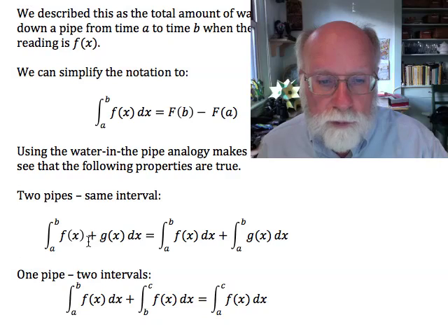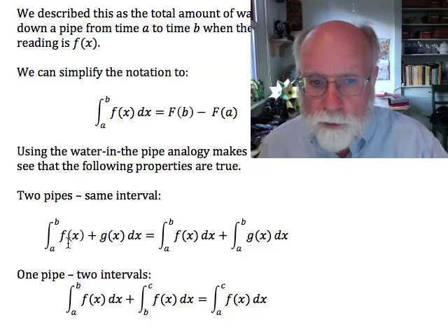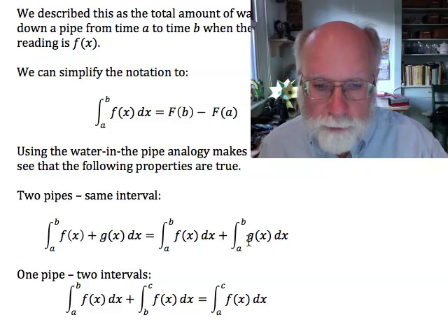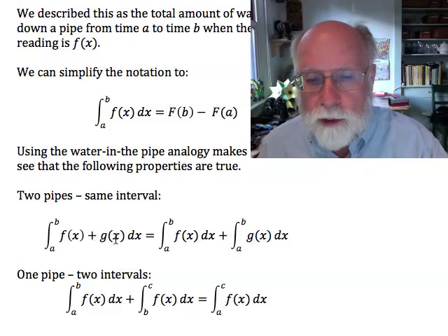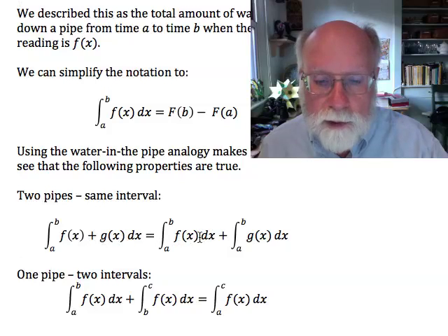So in terms of the mathematical world, if we have the sum of two functions and we take their definite integral, we'll get the same number if we take the integral of the first function over the interval a to b and then add the integral of the second function from a to b. And this allows us to break up functions which are written as sums into simpler integrals.